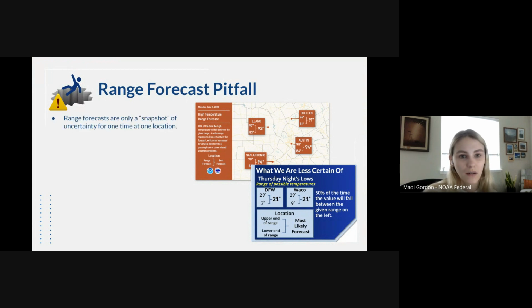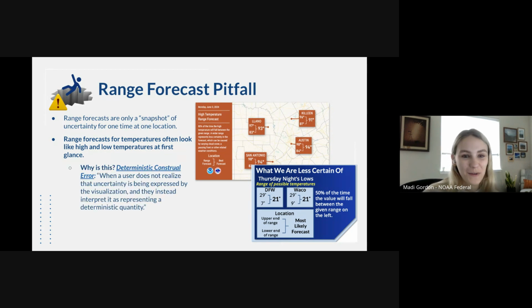So what's happening here, our range forecasts are only for a snapshot of uncertainty, right? So one time and one location. It is not a high and low temperature as it often looks like at first glance. So you see for DFW, we've got what could potentially be interpreted as a high temperature of 29 degrees and a low of 7 degrees, not too far off, more forecast this week, pretty cold.